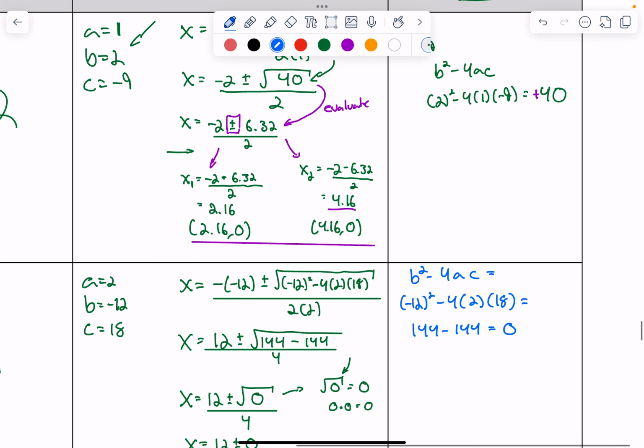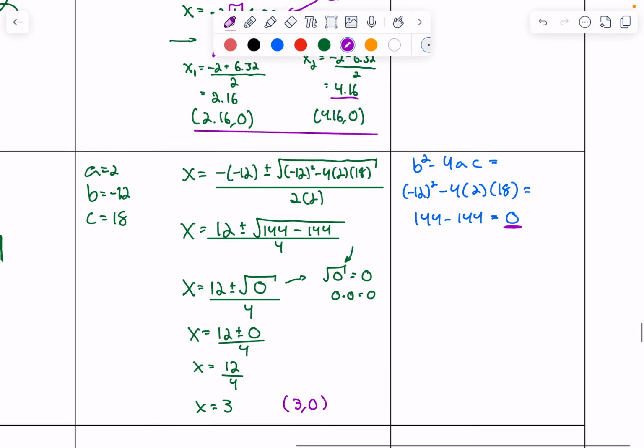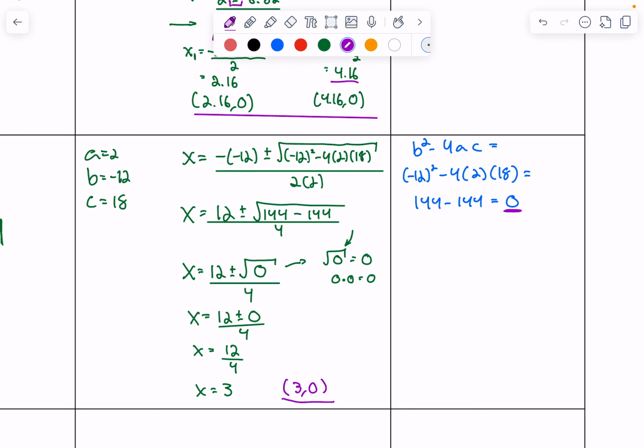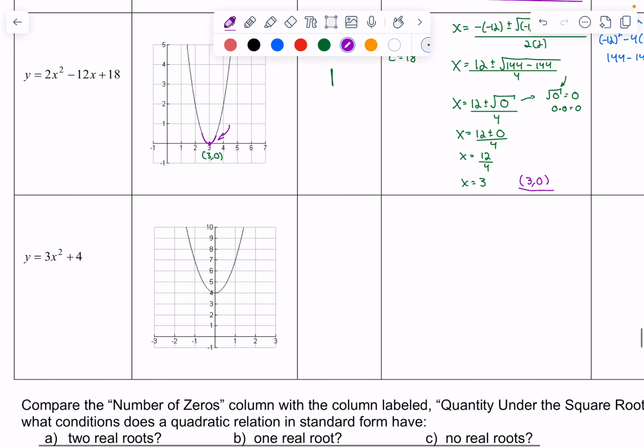Notice in the previous problem, when the discriminant was positive, there were 2 solutions. When the discriminant was 0, you had one solution. All right, let's do the last problem.